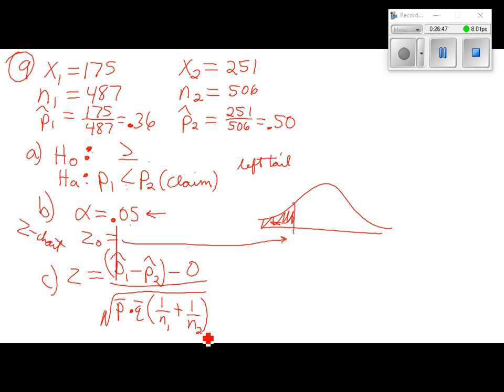Before we can find that Z, we know the P hats. We got them up here, but we don't know the P bar or the Q bar. To find P bar, we maybe should have done that at the beginning. To find P bar, you do this: x1 plus x2 divided by N1 plus N2.